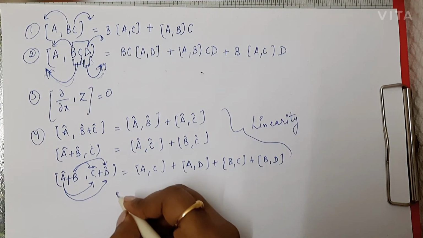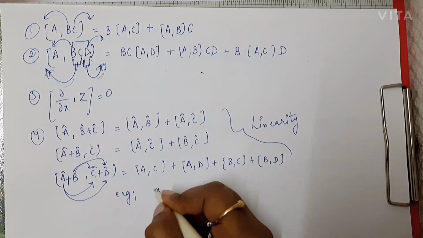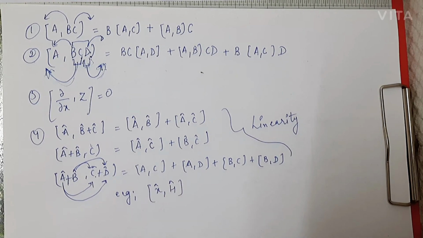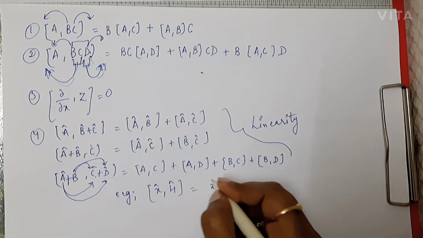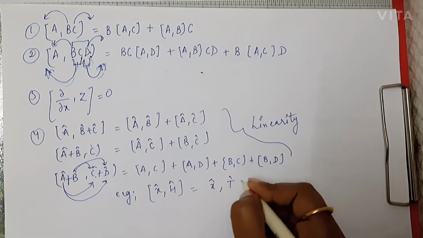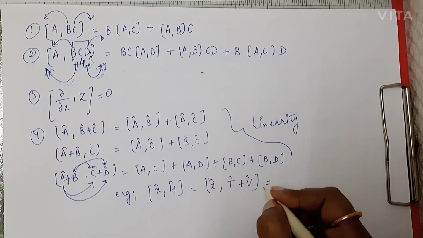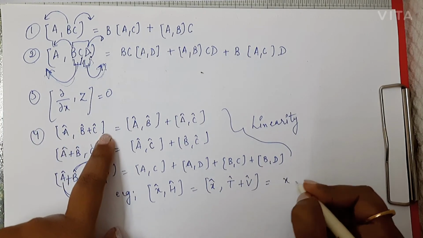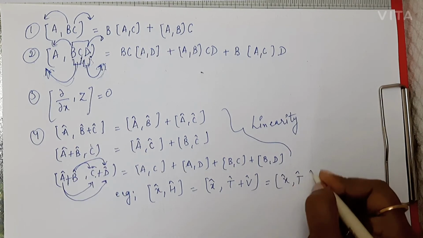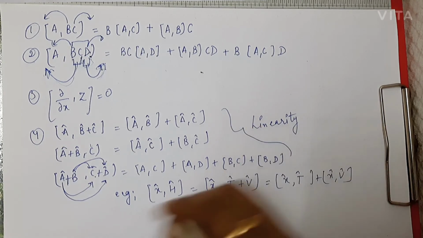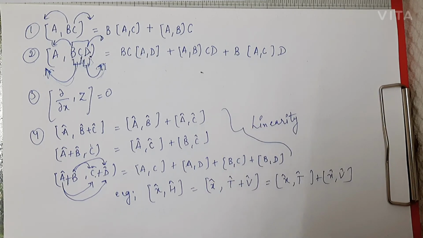So for example, in a question they have given you x, that is position, and h, that is Hamiltonian, and you want to solve for it. So what you can do is, Hamiltonian is kinetic plus potential, right? So you can open it up using this formula, x t plus x v. So this way these properties will be helpful for you.